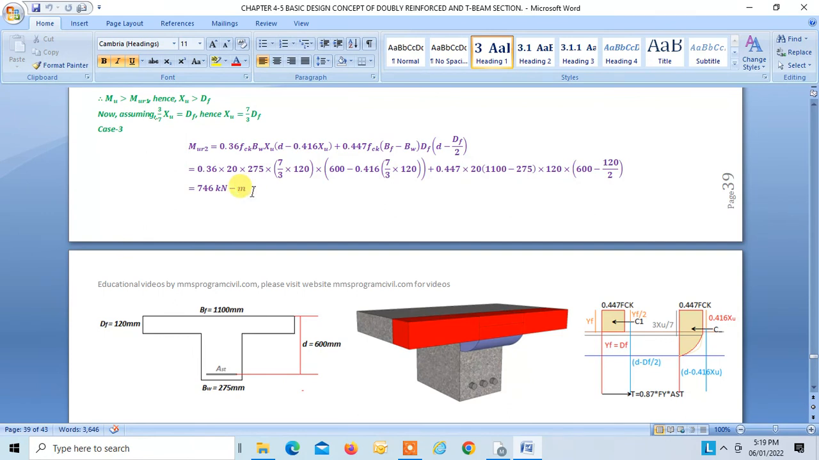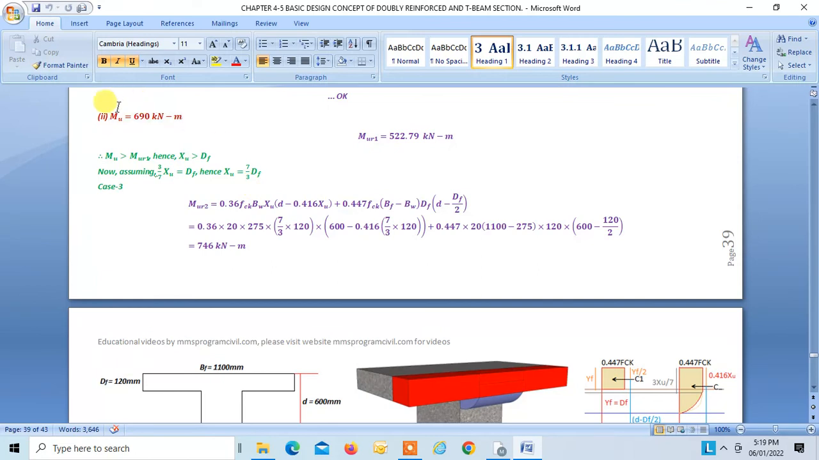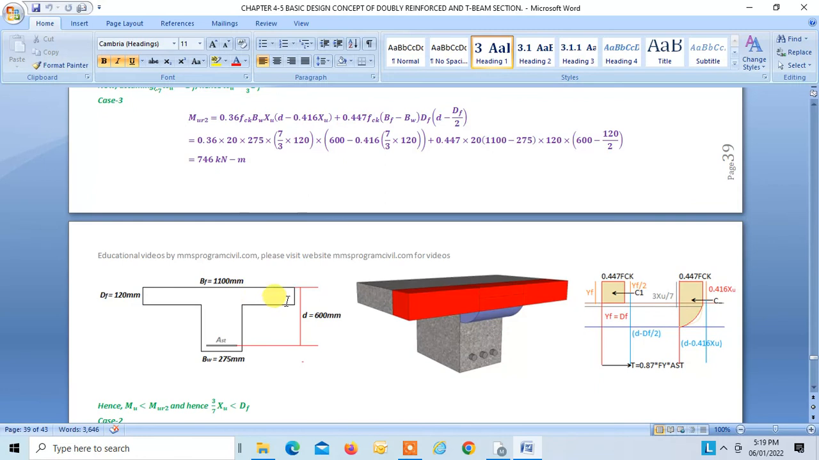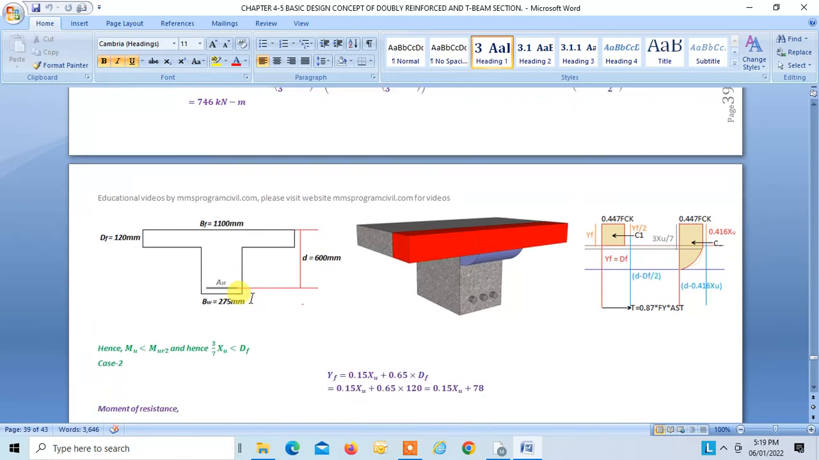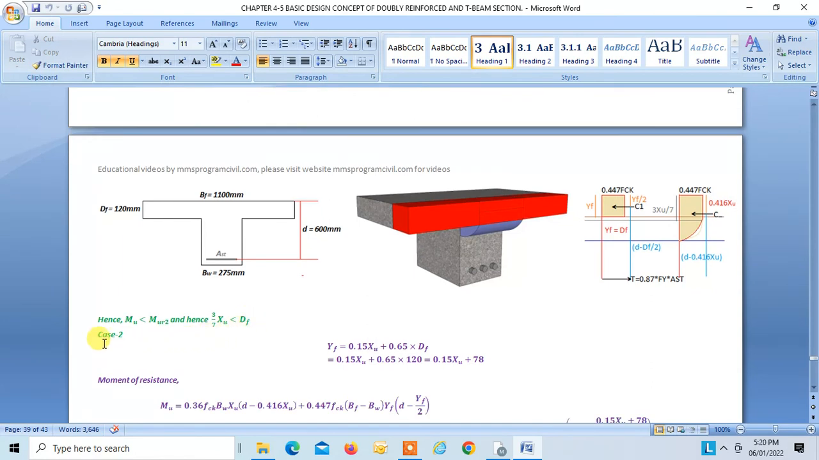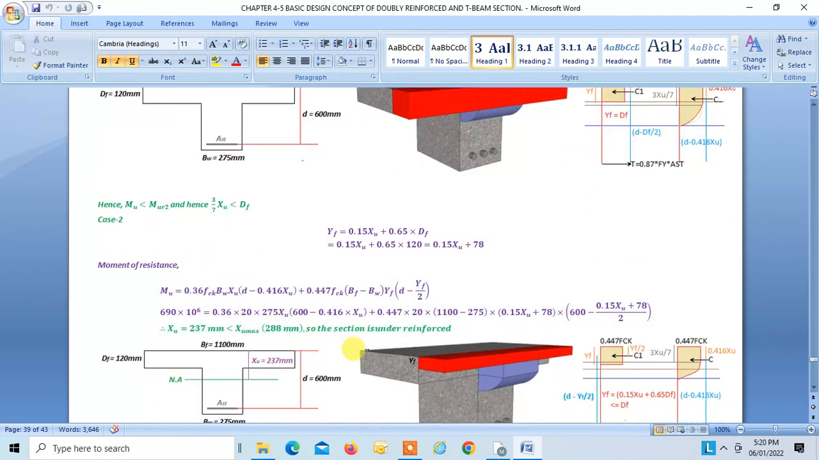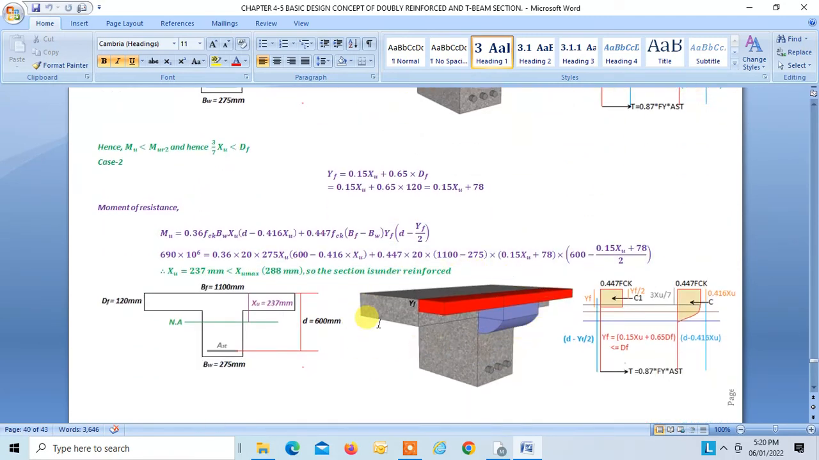But we see that our moment is less than this, right? That means 3 by 7 XU is less than DF. That means our strain 0.002 falls within the flange. So our assumption is wrong. So this becomes case 2. MU is less than MUR2, hence 3 by 7 XU is less than DF. So this case falls like this.